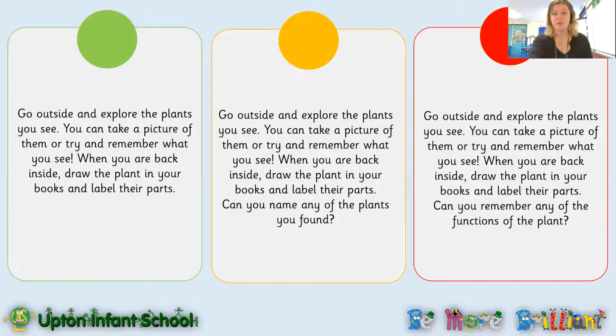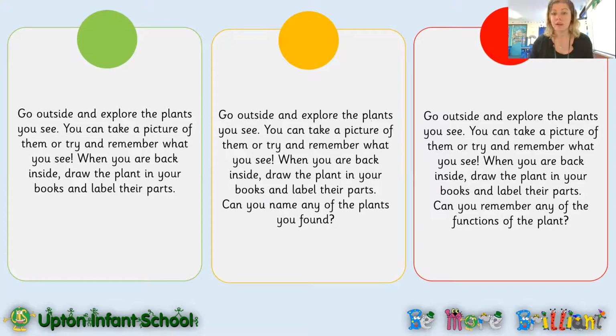So now we're going to move on to the tasks for today. So I would like you to go outside and see if you can find any plants. Okay, you can take a picture of these plants if you want, or you can try and remember the ones you see. So if you're doing the green task, I want you to go outside and explore the plants you see. And when you're back, draw the plant in your book and label the parts. So roots, stem, leaves, and petal.